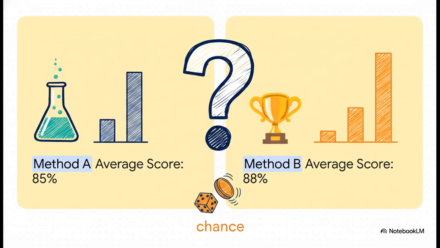Think about it this way. Let's say you're testing two different study methods. Group A gets an 85% average, and Group B gets an 88%. Okay, so method B is better, right? Well, maybe, but is that 3-point difference really meaningful? Or is it possible that if you ran the test again with different people, method A might come out on top? That little bit of doubt is exactly why we need a tool like the t-test.